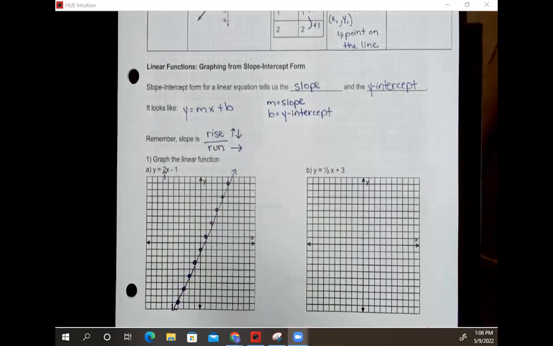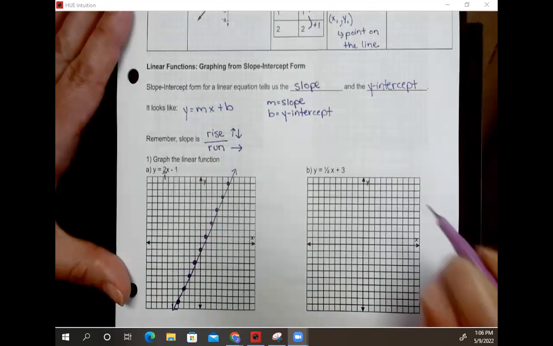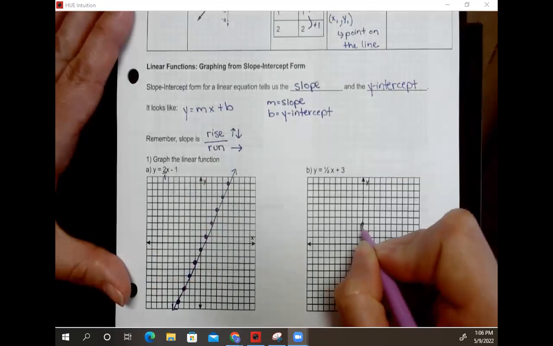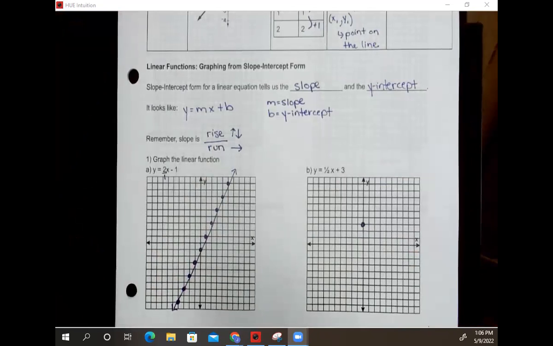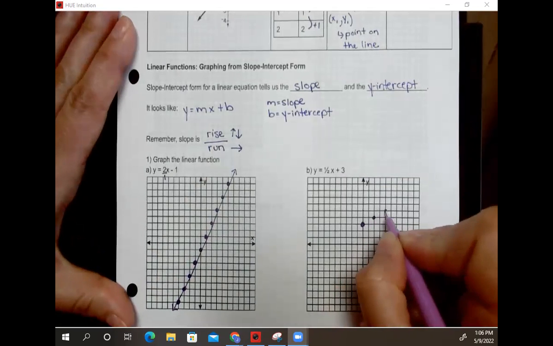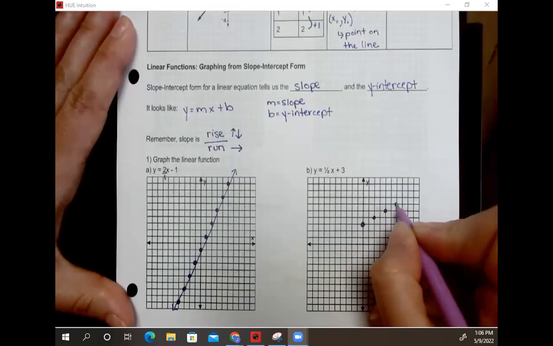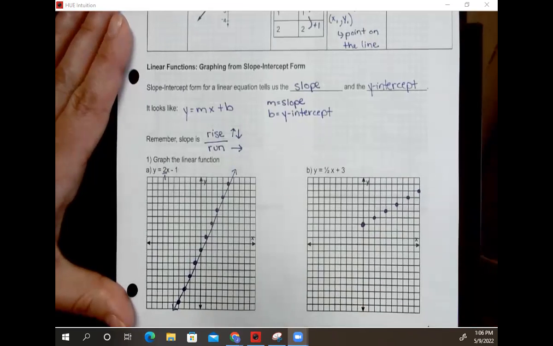For B, we've got a y-intercept at +3. So I'm going to start by plotting my y-intercept at +3. And then my slope this time is a half. So I'm going to rise 1, run forward 2, 1 over 2. Up 1, over 2, up 1, over 2, up 1, over 2. And again, fill your coordinate plane till you run out of space.